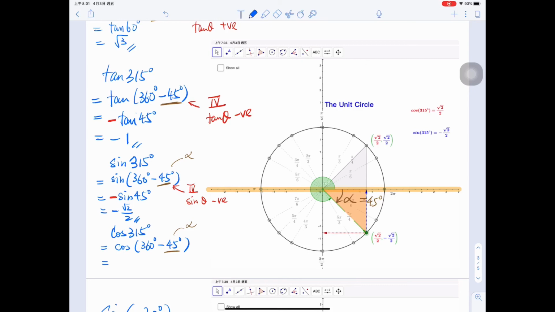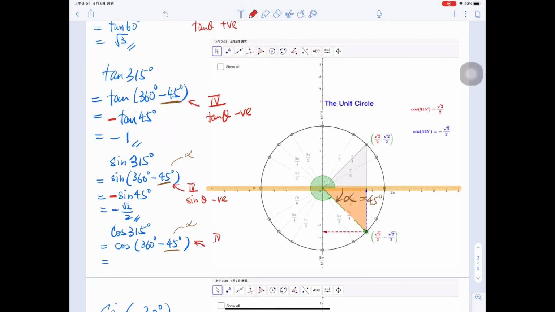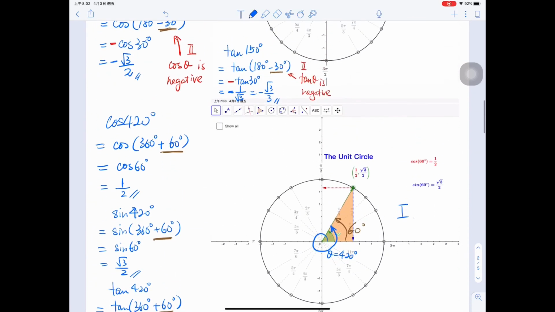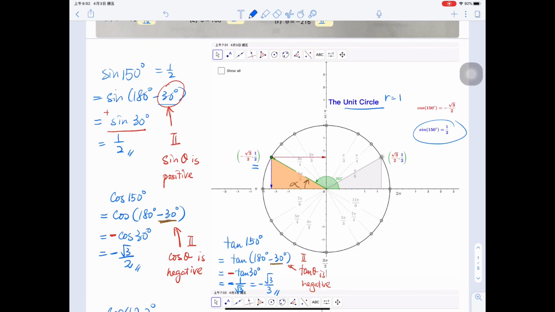Yeah, need to think. This one is quadrant 4, and then cosine theta is, only this one is positive, right? Okay, so negative cosine 45 degrees. So it's positive, not negative, sorry. Too fast. So this one is root 2 over 2, because this one is positive. So in this session, I hope you understand that in different quadrants, what we should do to find the trigonometric ratios. Actually, we need to make use of the reference angle to help us and then find the trigonometric ratios. Okay?